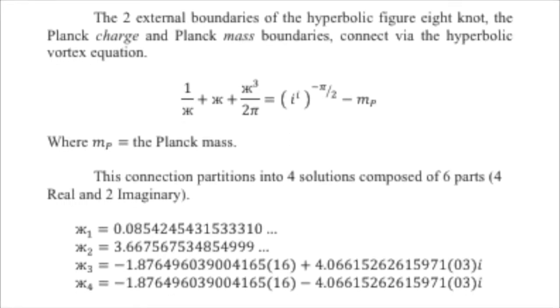Now, when we do this, we can just put it in the computer and solve for our variable, and we get the partitions of this arrangement. We get the solutions. So this connection partitions into 4 solutions. It's a cubic term, so it has to have at least 3. It has 4, and they're composed of 6 parts, 4 real and 2 imaginary.